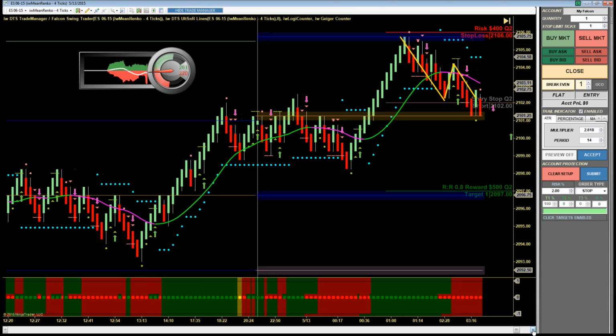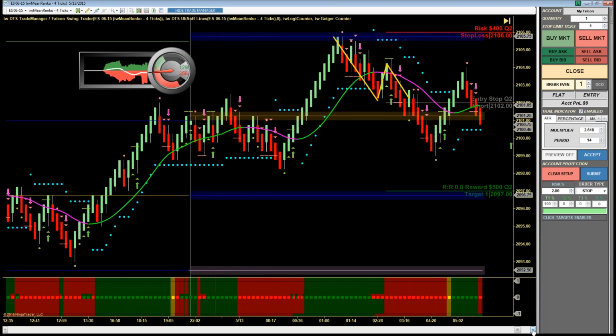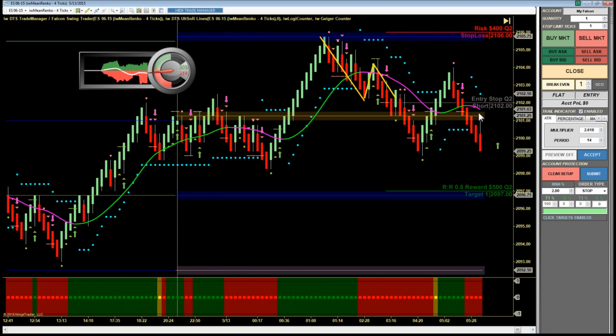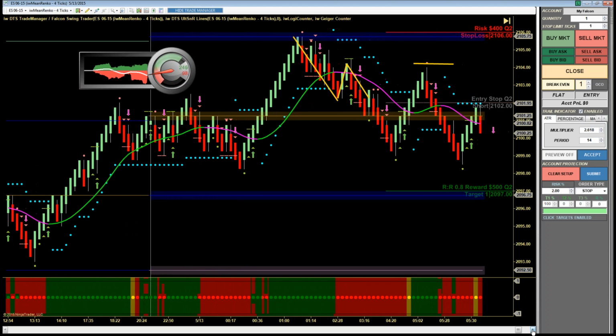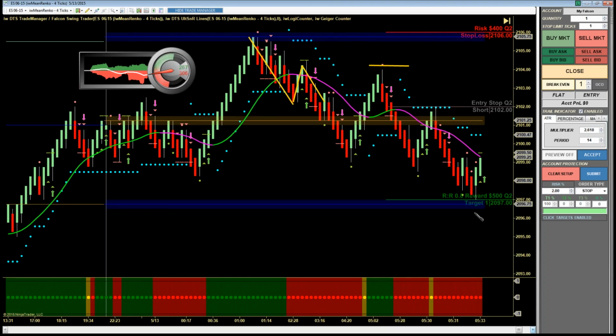So then the market trades down, trades up, gets back down through the median line. You can start rolling your stops somewhat, and then finally you hit your profit objective. So that's one way you can use it.